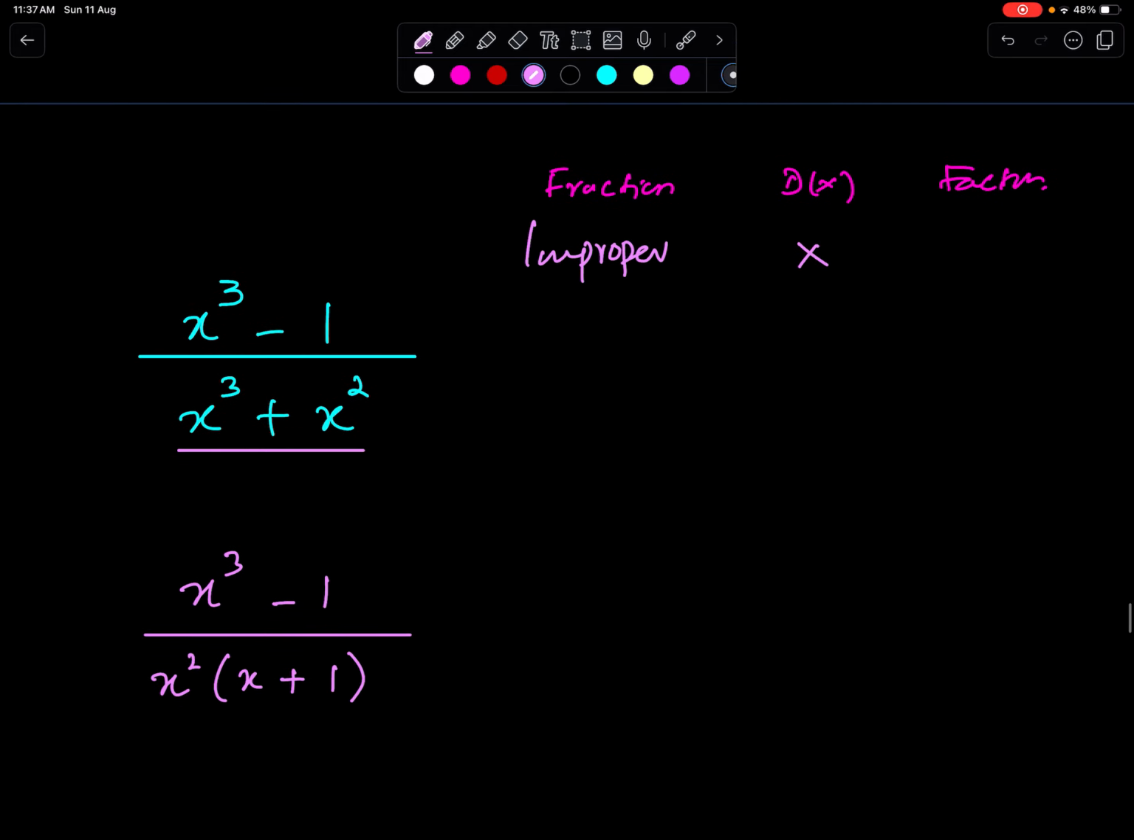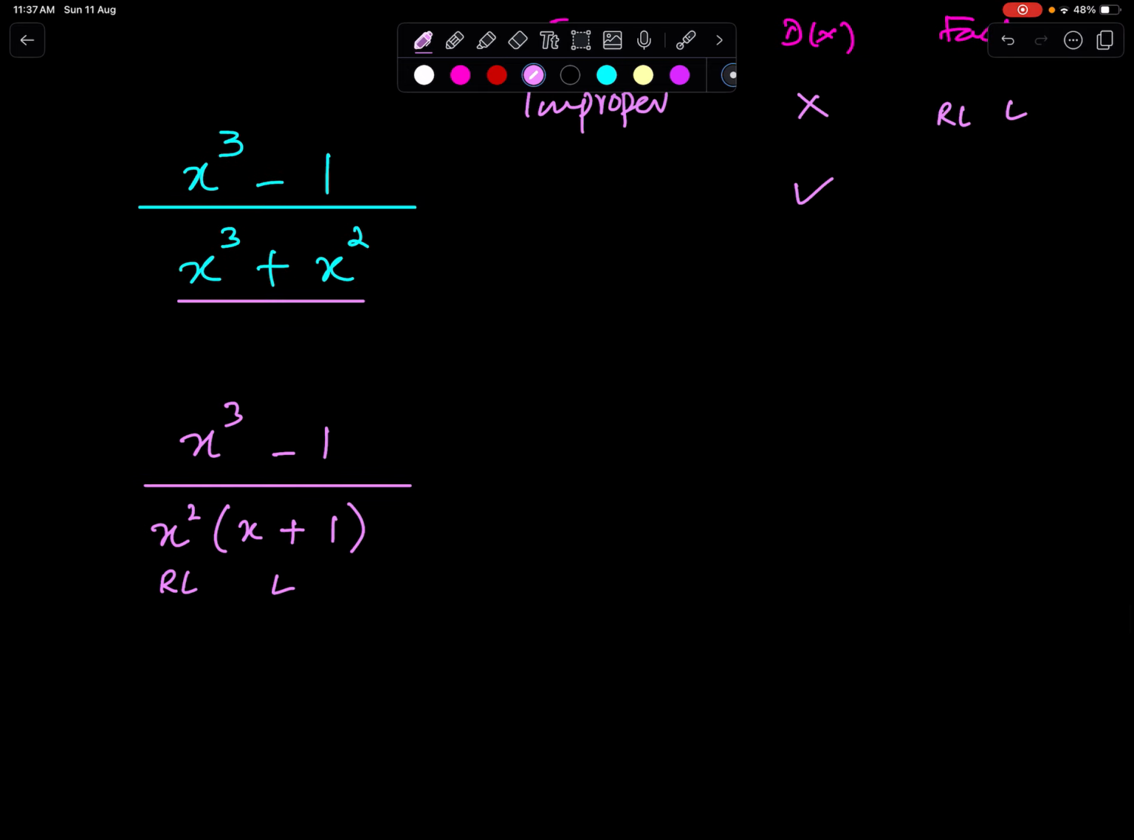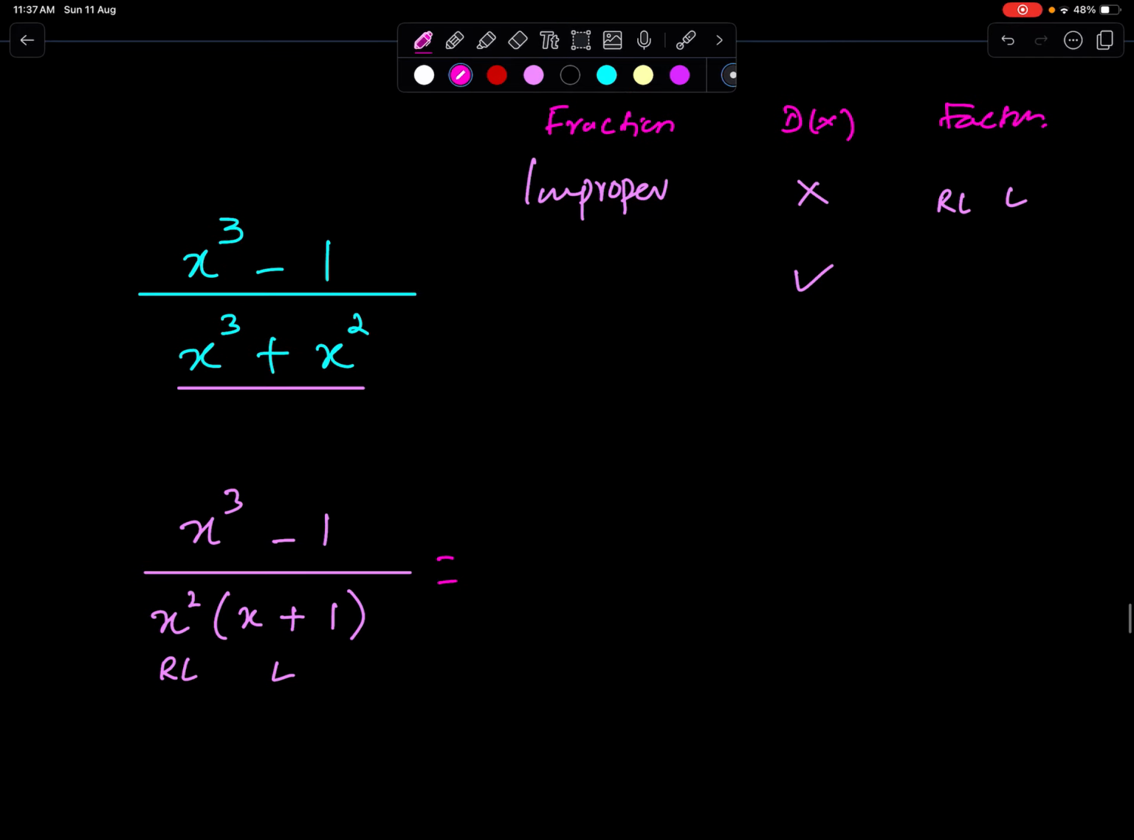Now we have to observe the types of factors. So we have two types of factors: repeated linear and linear. Now we can split this fraction in partial fractions. Since this is an improper fraction, so we have to start partial fraction with a constant. So a plus. Now we have to make two fractions for repeated linear factor and one fraction for linear factor.